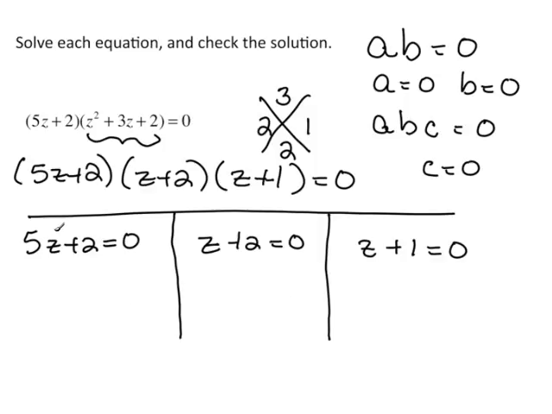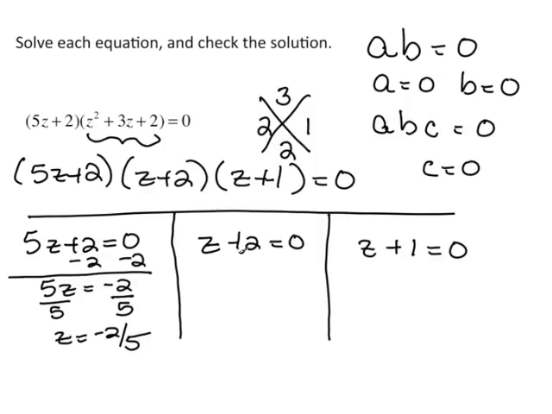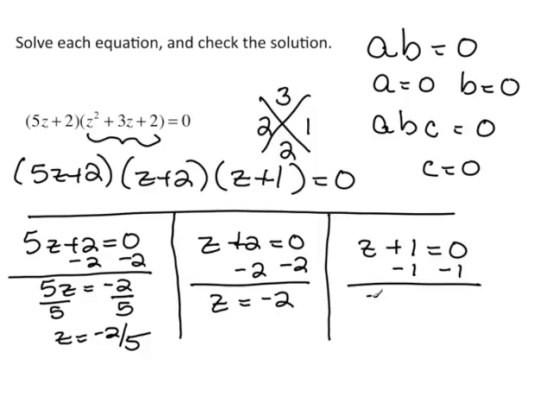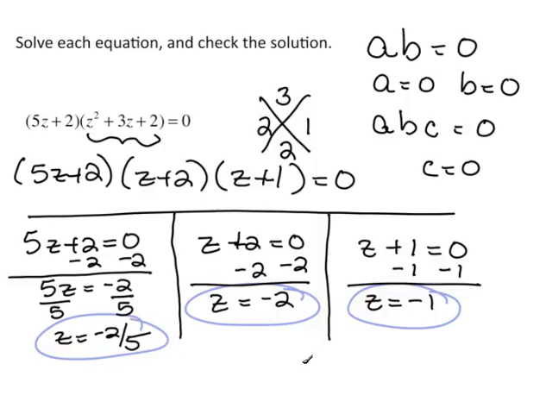So when we solve for z here, we're subtracting 2 from both sides. We end up with 5z is equal to negative 2, and then we divide both sides by 5, so we get z is equal to negative 2/5. Here we have z plus 2, so we're going to subtract 2 from both sides, so we get z is equal to negative 2. And here we have z plus 1, so we're going to subtract 1 from each side, so we get z is equal to negative 1. So then the answer to this problem is z is equal to negative 1, z is equal to negative 2, and z is equal to negative 2/5.